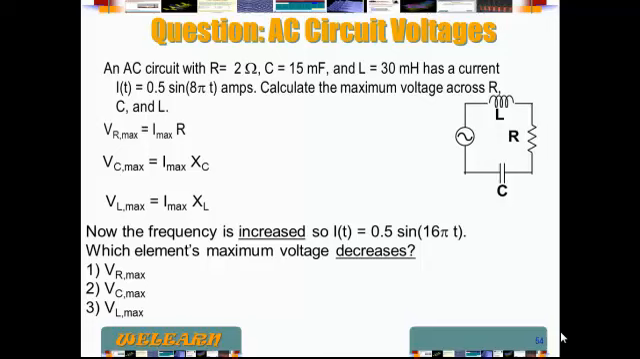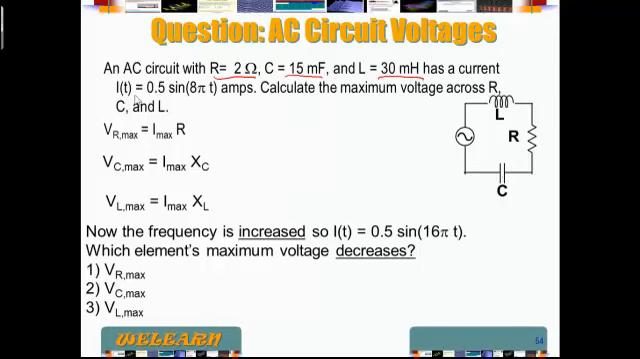In this example, we are given a series RLC circuit. We have an inductor, resistor, and capacitor connected in series to an AC generator. The resistance value is 2 ohms. The capacitance value is 15 millifarad. And the inductance value is 30 millihenry.